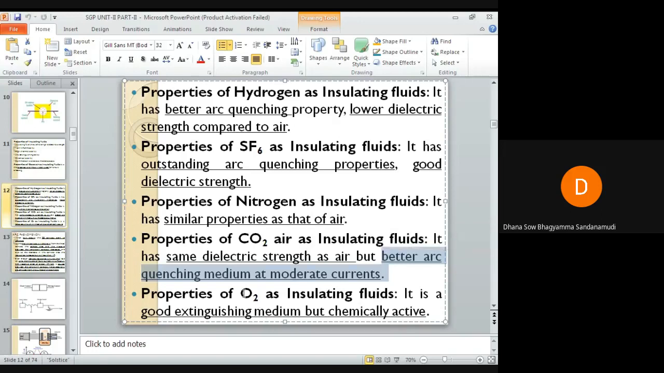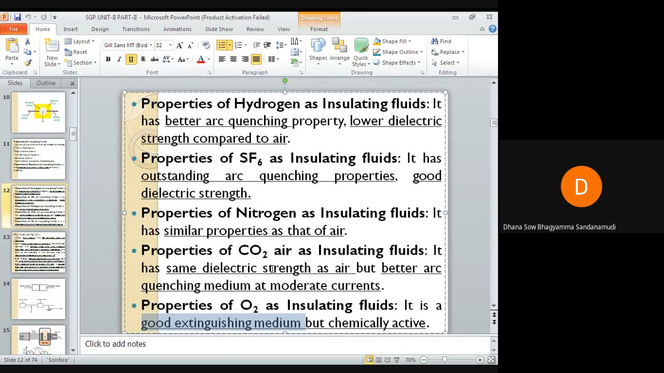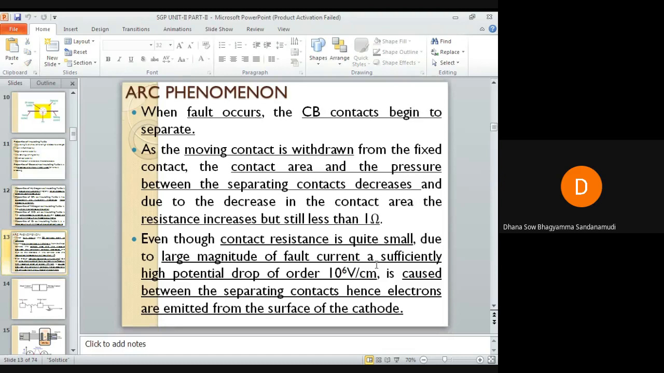Let us consider oxygen. Oxygen, when used as the insulating medium, is observed to be a good arc extinguishing medium, but it is chemically active. So these are some examples of insulating mediums along with their properties. Now let us go into our topic, arc phenomena.